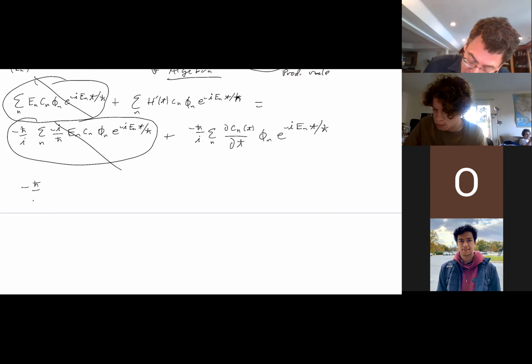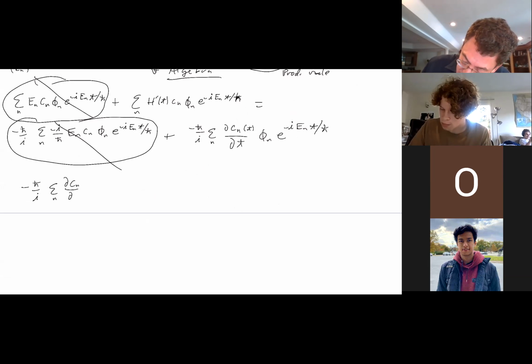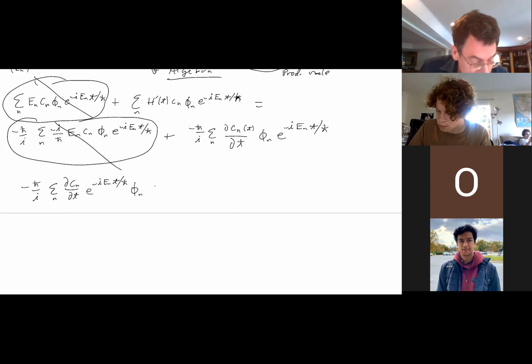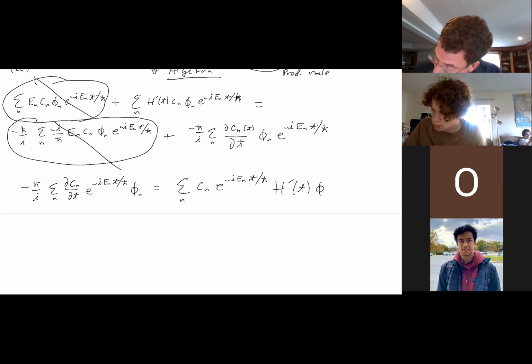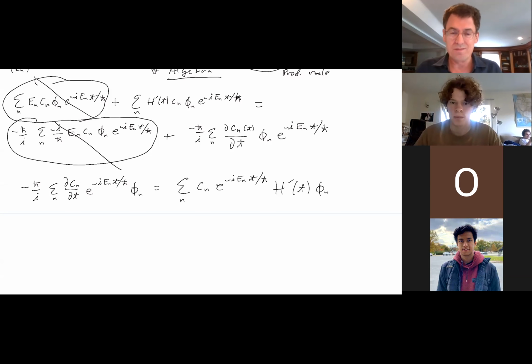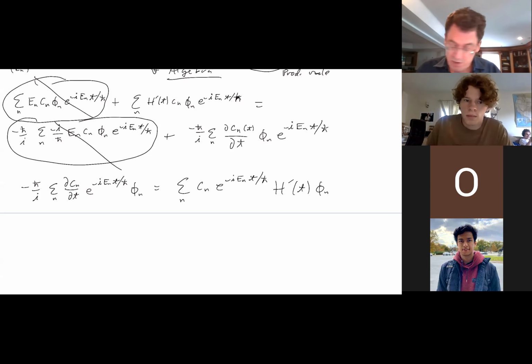Negative h bar over i, sum over n, d c n dt, e to the negative i E n t over h bar phi n is equal to the sum over n of c n e to the negative i E n t over h bar H prime of t phi n. Okay, so you get this pretty horrific looking equation. It's actually a pretty complicated equation, but we can simplify it a little bit.